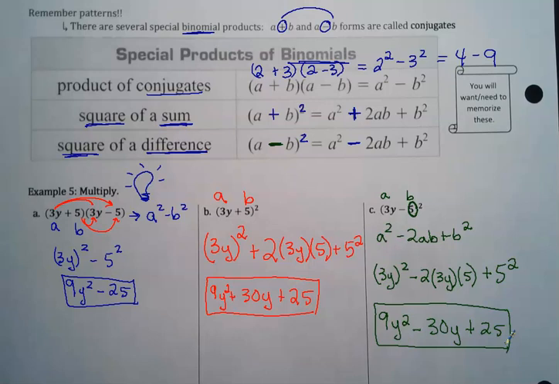Okay, so you might have noticed, these are going to be the exact same terms, Mrs. Talbert, right? Like 9y squared, 9y squared. 30y, it's a plus instead of a minus, but they're the same term. And 25 and 25. Again, you probably noticed it.